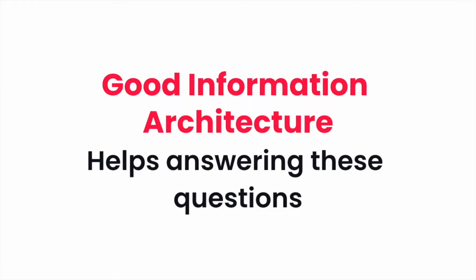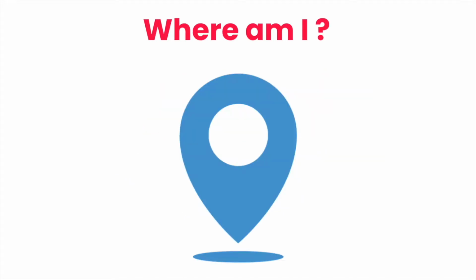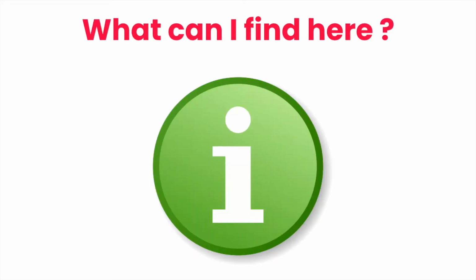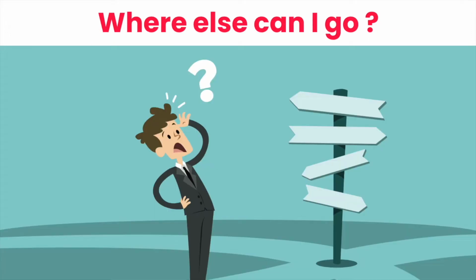Good information architecture. Good information architecture helps answer these questions. Good information architecture tells you where you are, and wherever you are, what you can do and find there, and wherever you are, where you can go. A good information architecture helps answer these questions.